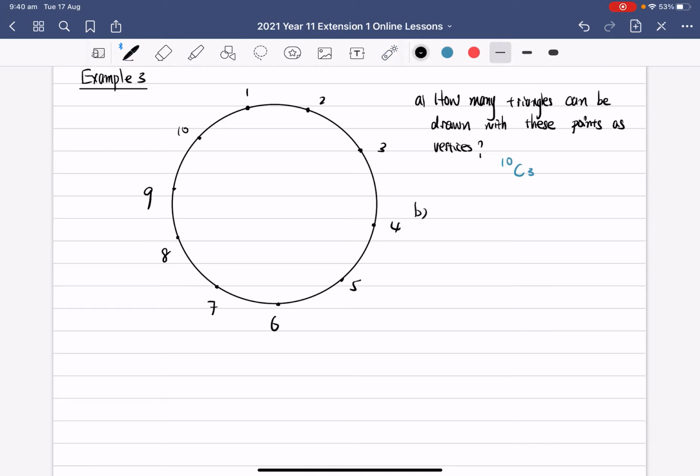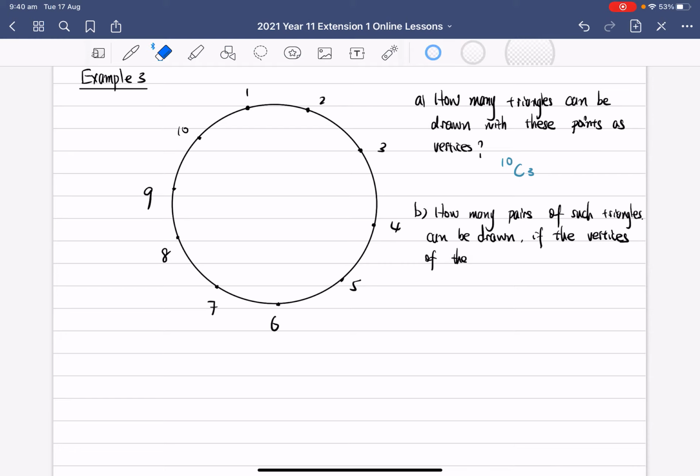Now the second question is, how many pairs of such triangles can be drawn if the vertices of the 2 triangles are distinct? Again, distinct means they are different. So within this 10C3 number of triangles, how many pairs of such triangles can be drawn if the vertices of the two triangles are distinct?